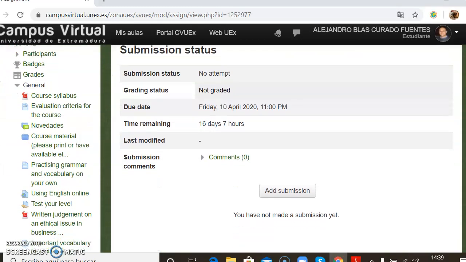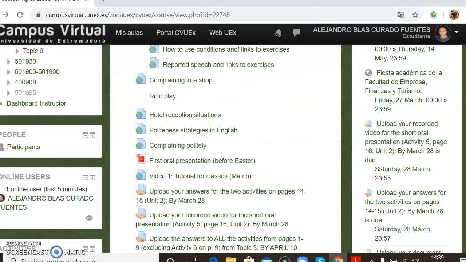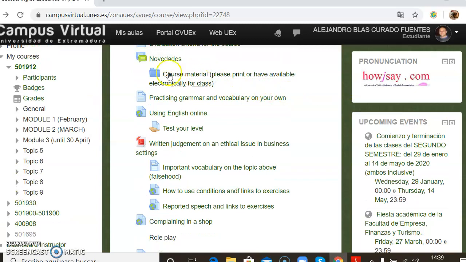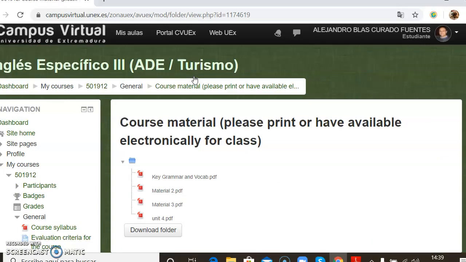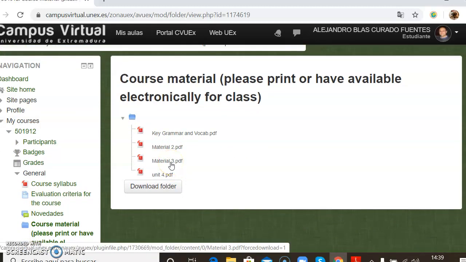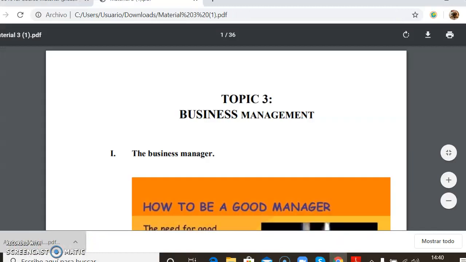This is where you upload the activities. Let's go to the topic. As always, it's in the folder course material. Under this folder heading, you have all the material, and material 3 is here. So you have to download. And this is material 3, topic 3, business management.